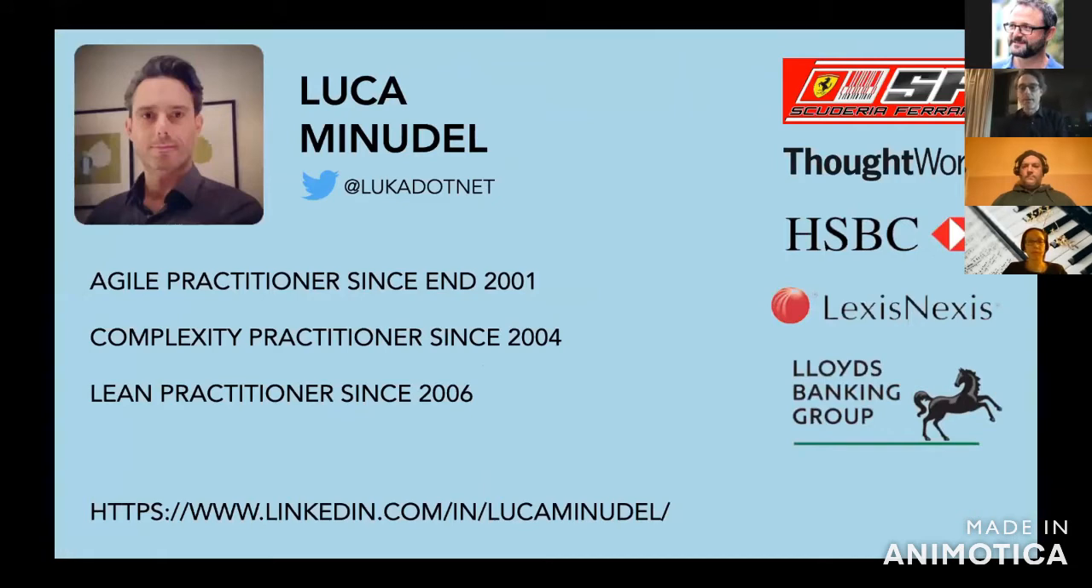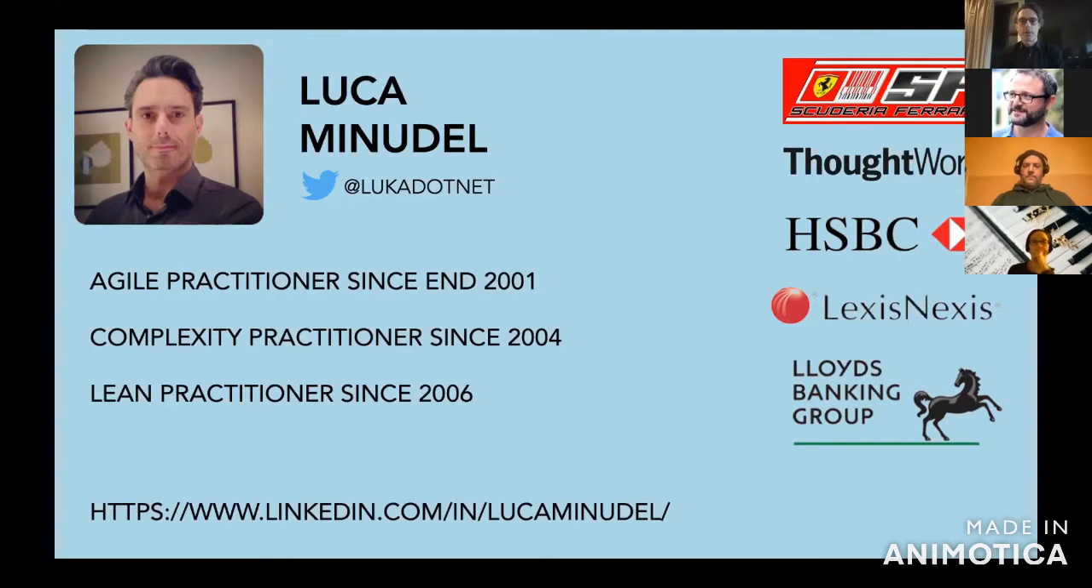About myself, Simon, you already introduced me. I can only add that I've been an agile practitioner on and off between 2001 and 2003, and then I've always been into agile since then. I've been a complexity practitioner since 2004, and I will go back to that, and a lean practitioner since 2006. Well, this meetup is about agile and all things agile and lean. The three legs of the modern way of working are really agile, lean, and complexity. And complexity is one of those three legs.